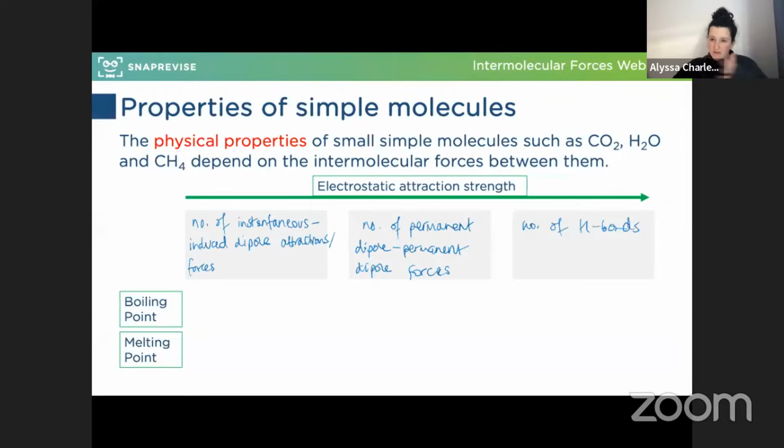So as we go from left to right, as we increase the number of instantaneous to induced dipole attractions, as we increase the number of permanent dipoles we have, and in a substance where we have more or at least have hydrogen bonding, what's going to happen to the boiling point of our substances?